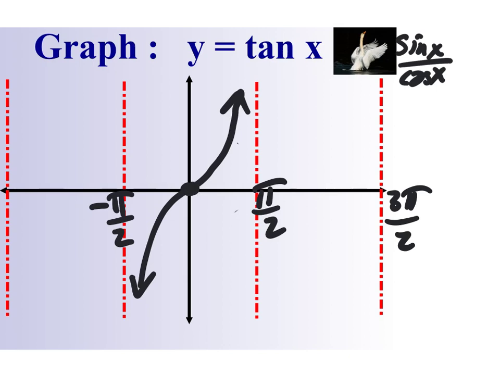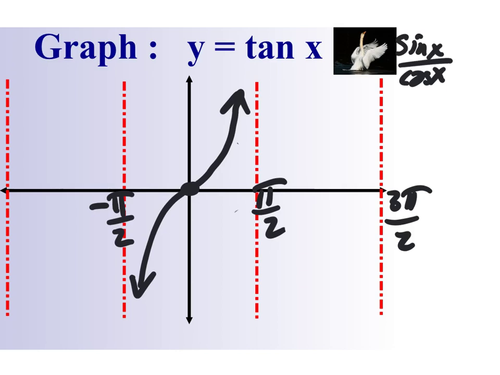Okay, so couldn't it also be drawn here? Yeah, but now you're drawing a second period or a second complete cycle of tangent. So tangent is usually only graphed in this first spot because usually you don't need multiple copies of it.